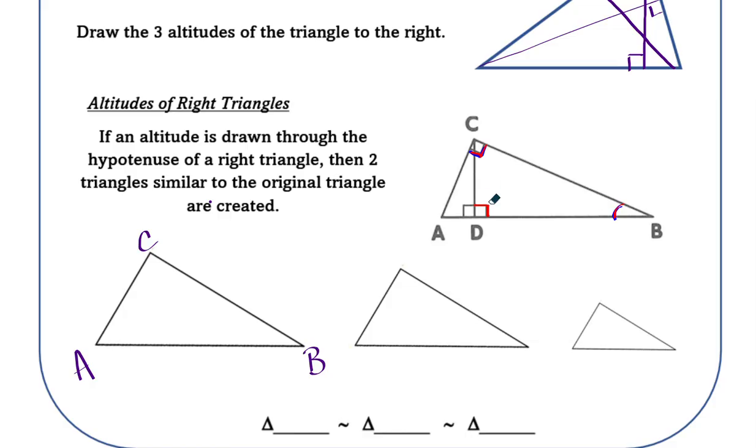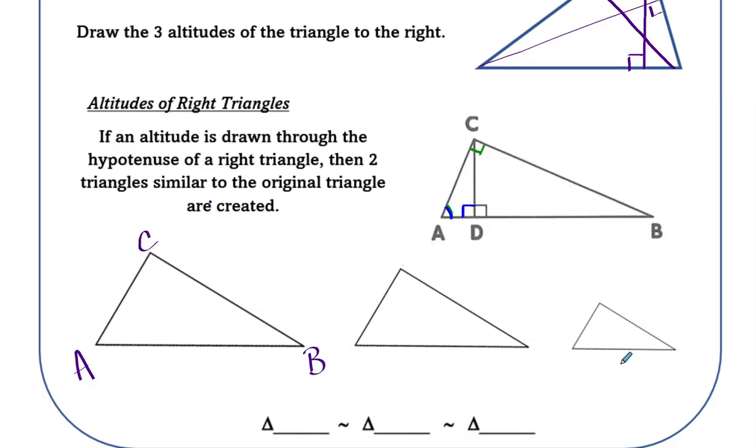Same exact logic for the small triangle. Looking at the big one, again, we got a right angle, and we have angle A. Looking at the small triangle, we just created this right angle, and we have angle A. We have two angles that are in common between those two triangles also, so they have to be similar also.